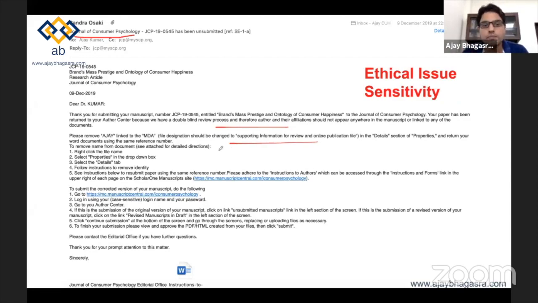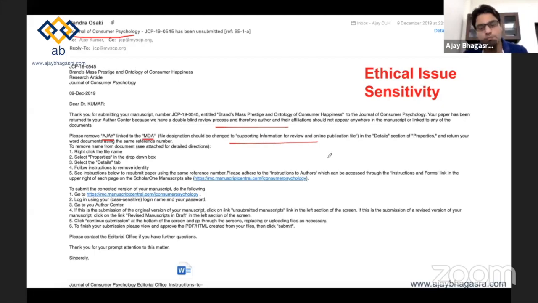They sent the file back to me saying that your name is visible in the file. So you have to remove your name. This is what they say, please remove Ajay, linked to the MDA. You know what they mean? I'm using a Mac, so I have a different mechanism, but those who are using the Windows platform, don't open your Word file, right click on the Word file, go to properties, in properties go to the general section and then the detail section. In the detail section, you will have the author recognized as Ajay.